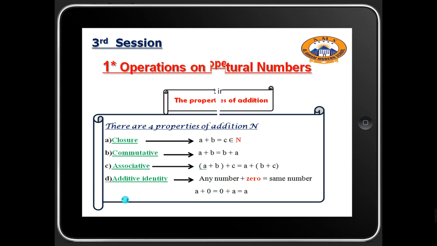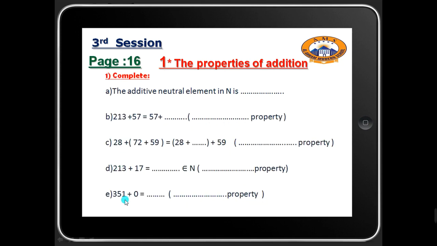So we're going to solve exercises on page 16. Exercise number 1, the additive neutral element. It asks you, what is the additive neutral element in the natural numbers? Yes, 0. Very good, all of you.